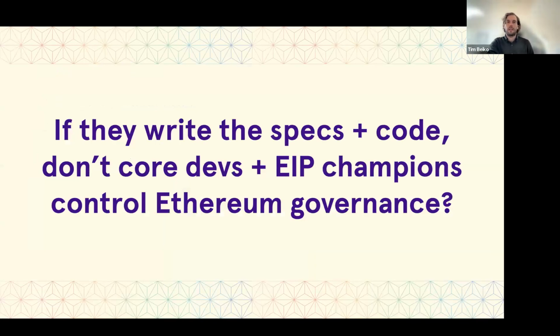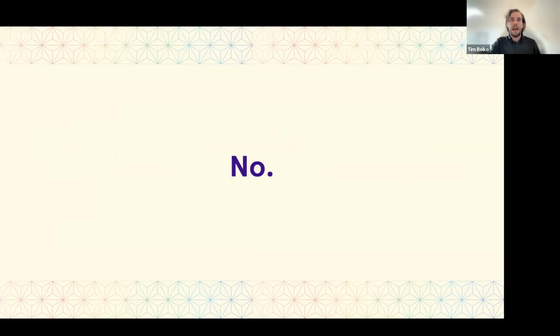So the logical question here that comes up a lot is, if core developers and EIP champions are the ones who write all the specs and code, does this mean they effectively control Ethereum governance? And my answer is no. And we'll spend the rest of the talk walking through why that's the case.